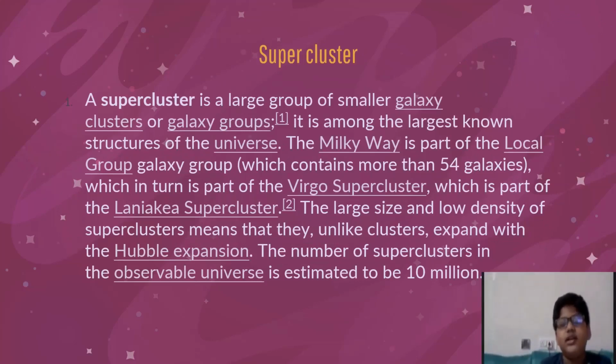Supercluster. A supercluster is a large group of smaller galaxy clusters or galaxy groups. It is among the largest known structures of the universe. The Milky Way is part of the Local Group galaxy group, which contains more than 54 galaxies, which in turn is part of the Virgo Supercluster, which is part of the Laniakea Supercluster. The large size and low density of the superclusters mean that they, unlike clusters, expand with the Hubble expansion. The number of superclusters in the observable universe is estimated to be 10 million.